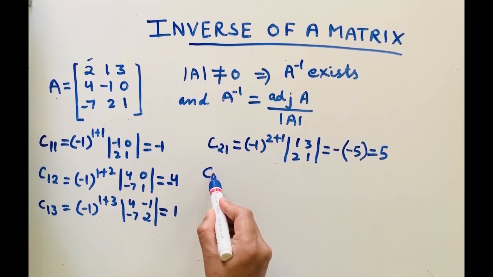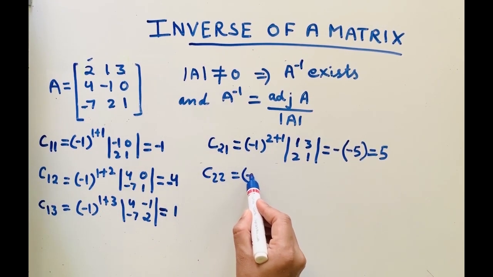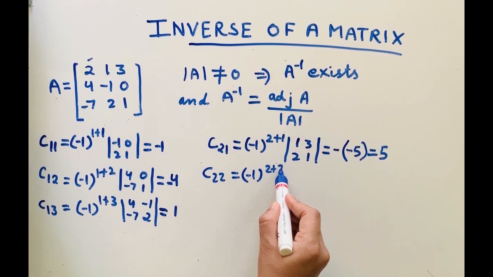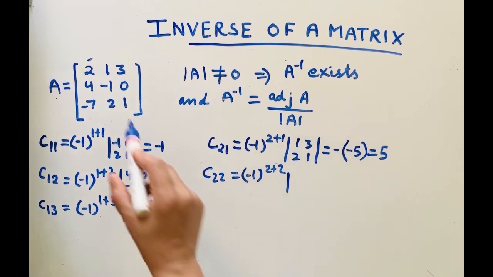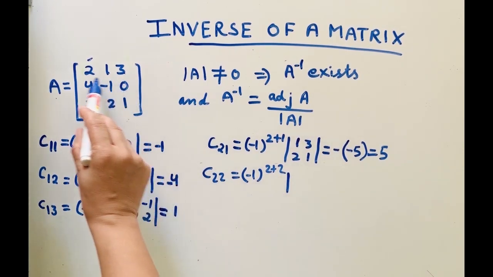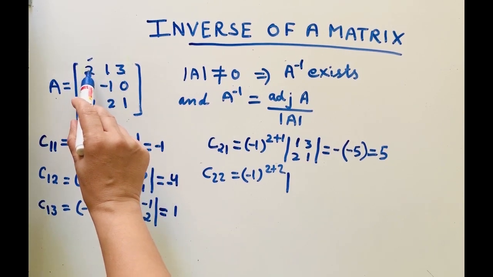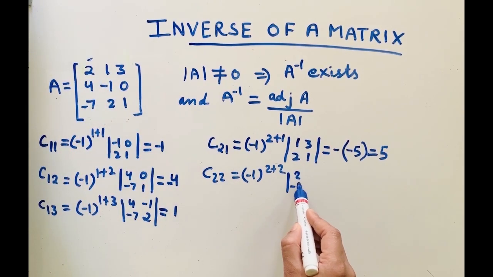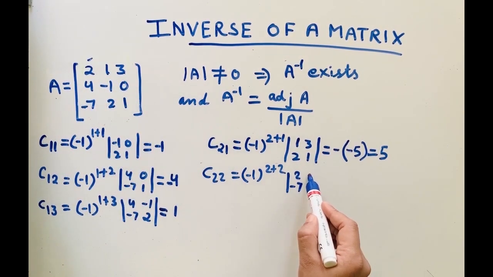Now you can find C22. So for C22, again you will write -1 to the power 2 plus 2. So it is positive. After that, for C22, remove the second row and second column. So what will we get? 2, -7 and here 3, 1.